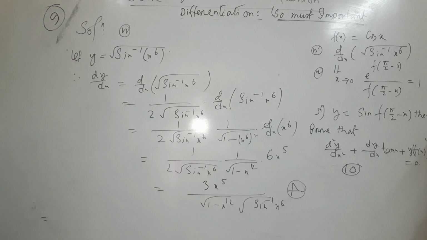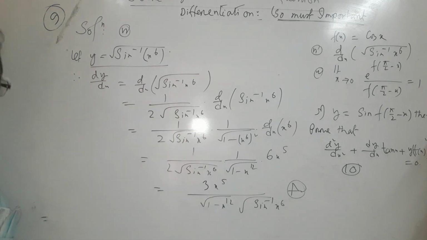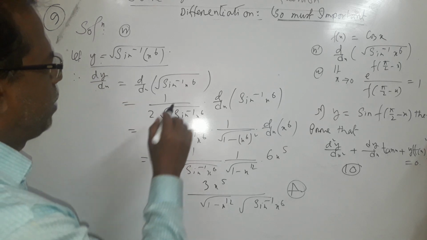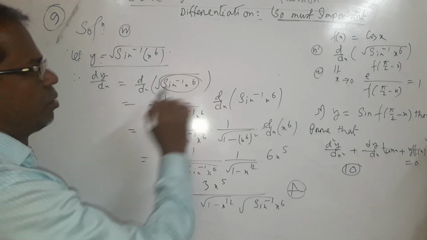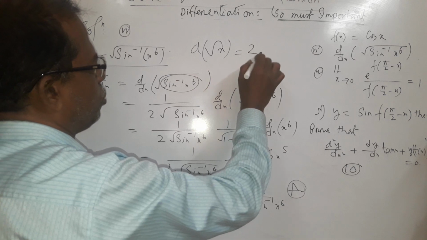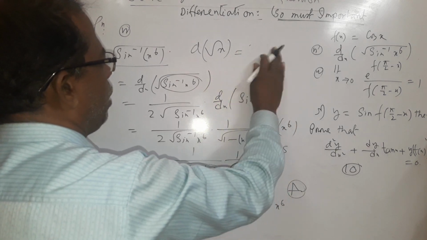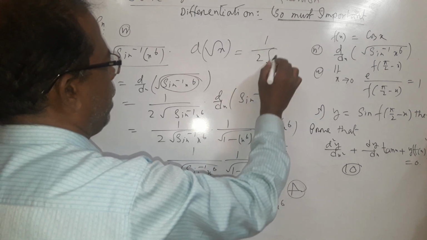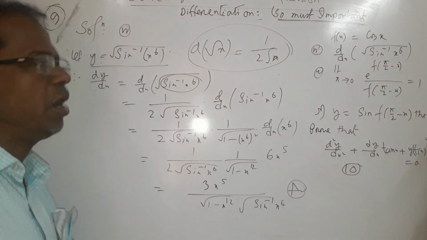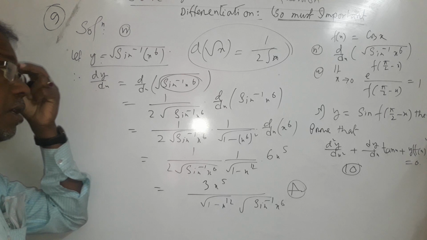We repeat that y equals root over sin inverse x to the power 6, taking d/dx of both sides, and firstly the derivative of root x is 1 by 2 root x. This is the first rule. You have to memorize this first rule and apply these rules.